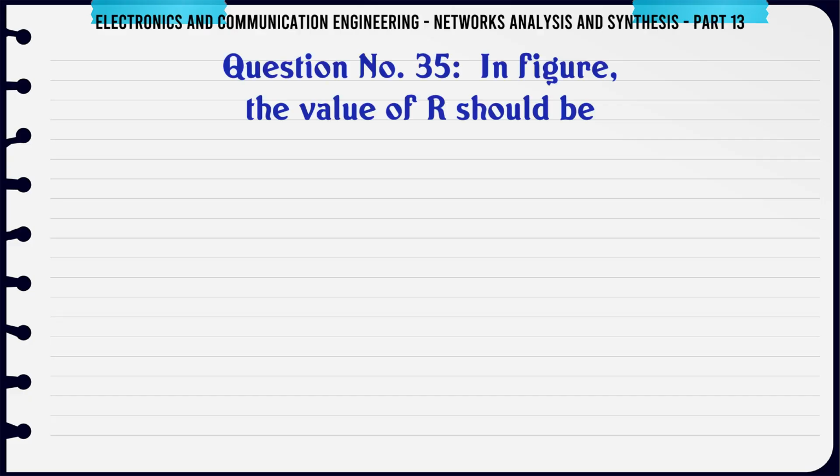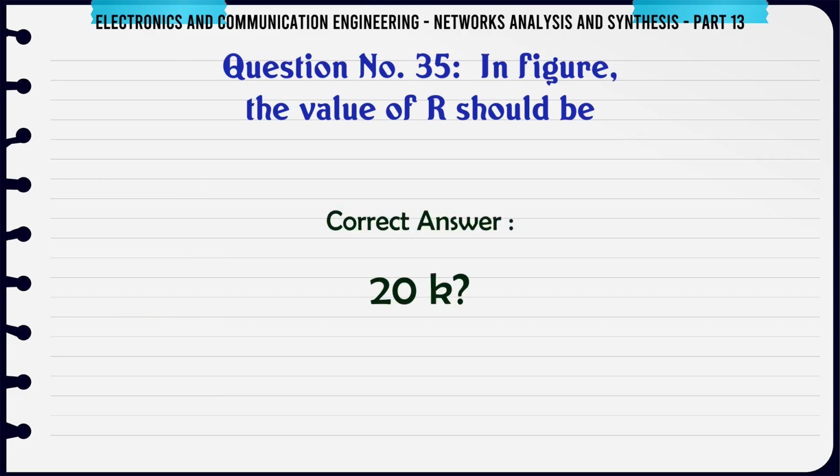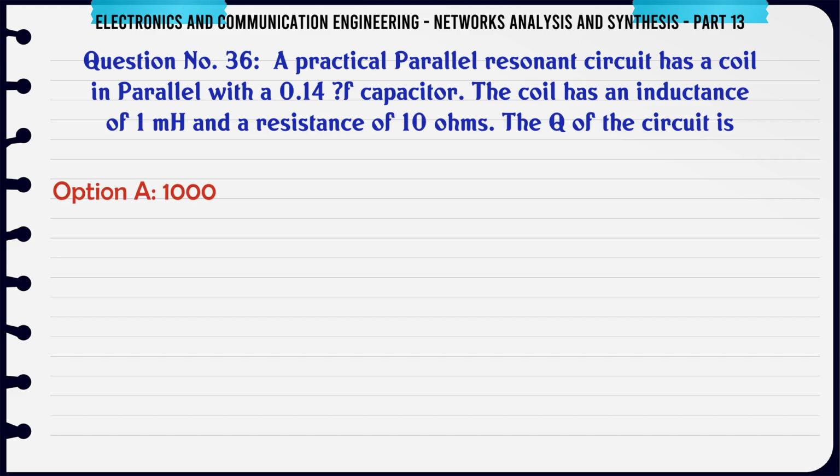In the figure, the value of R should be A. 5K, B. 50K, C. 20K, D. 10K. The correct answer is 20K. A practical parallel resonant circuit has a coil in parallel with a 0.14 microfarad capacitor. The coil has an inductance of 1 mH and a resistance of 10 ohms. The Q of the circuit is A. 1000, B. 100, C. 10, D. 1. The correct answer is 10.